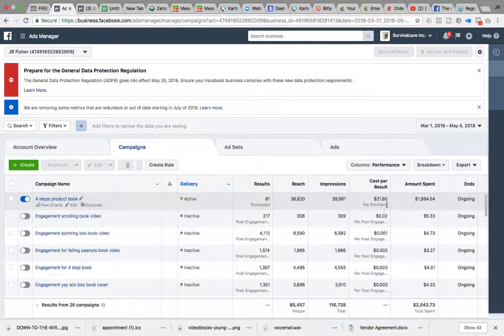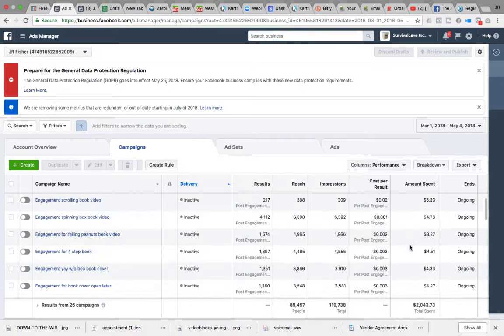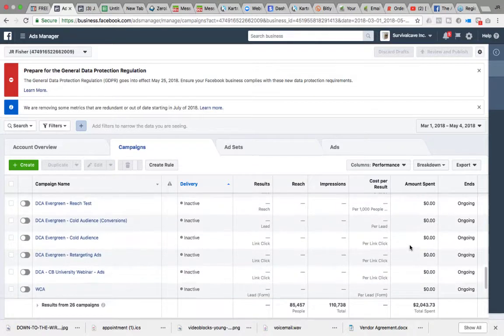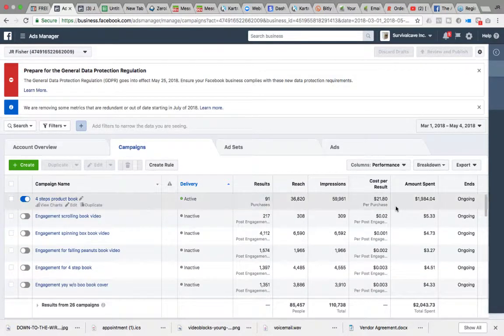Well, let's look at the surface of it first off. Overall, on this particular one, it has spent $2,043.73. Now, if you notice, the majority of it was spent right here because these were just some engagement things I ran to get some shares and likes on the post beforehand. So we won't worry about that. We'll just worry about this one here. Ad spend of $19.8404.